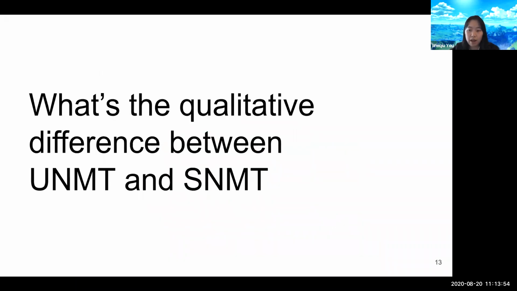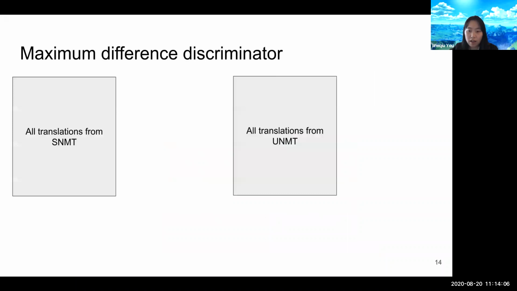So we then want to ask, what is the qualitative difference between UNMT and SNMT? What did macro F1 find out that BLEU didn't? As macro F1 and BLEU are both corpus level statistics, it's better not to use them on a single sentence. So here we use a maximum difference discriminator approach.